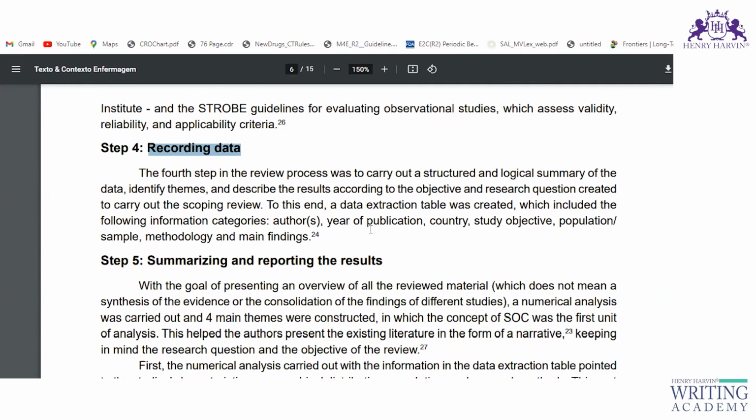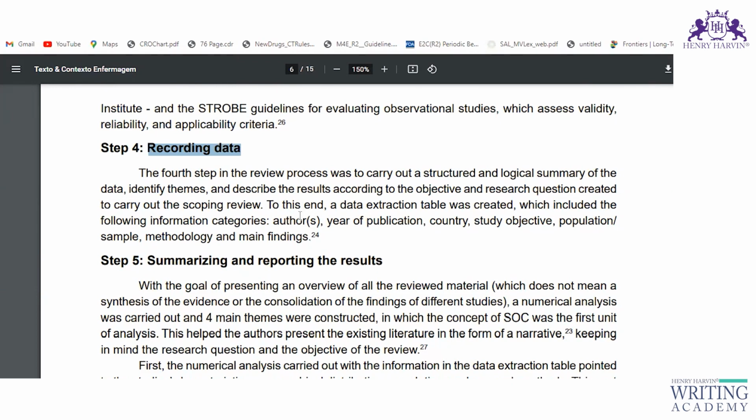Okay, which is significant to you, which information you want to include in your article, include it in your article. So the fourth step in the review process was to carry out a structured and logical summary of the data, identify themes, and describe the results according to the objective and research question created to carry out the scoping review.